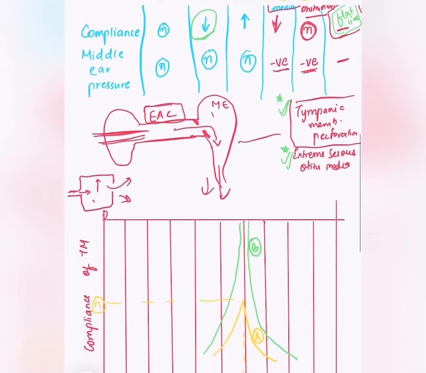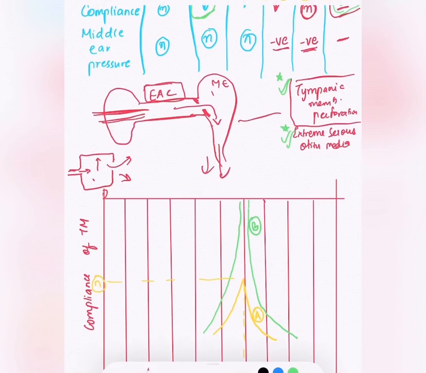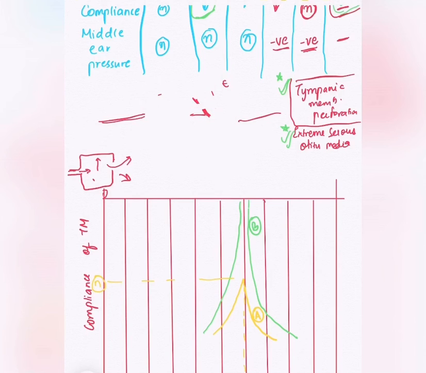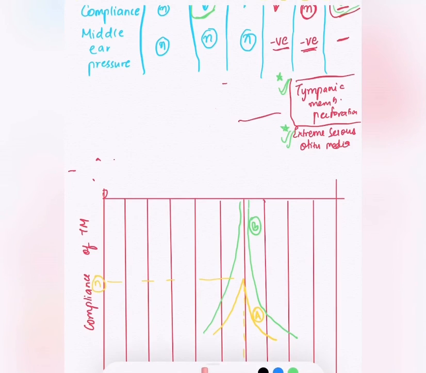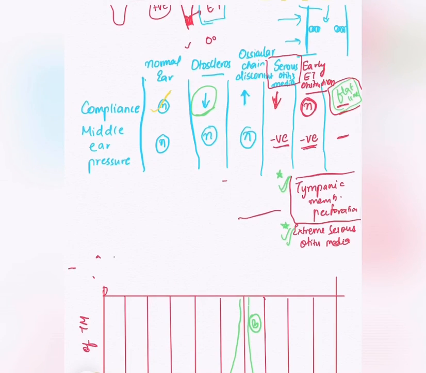Fine, so now we will actually draw the tympanometry graph, and I suggest you draw with me, because it will help you remember. You have to remember the graph, and you also have to remember which graph represents which condition. Fine, so let us begin. Number 1, we will see the normal. Normal compliance, normal middle ear pressure. Let us name it as A.